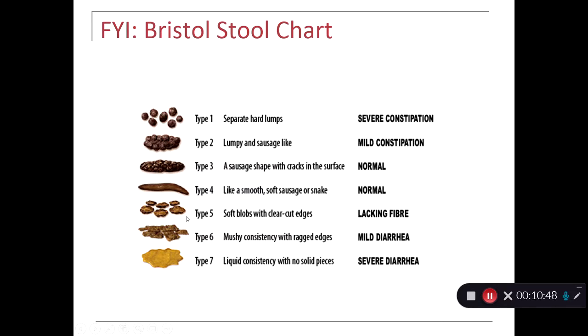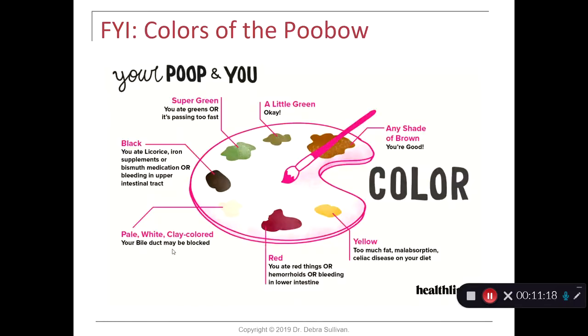Type 5, 6, and 7. 5 is usually the soft blobs. If you're taking an anti-constipation medicine in the form of soluble fiber, it will often come out in the form of type 5. 6 and 7, you're actually starting to get sick. 7 is usually, especially if it's yellow, refers to some type of sickness. Maybe you have way too much fat in your diet, things like that.